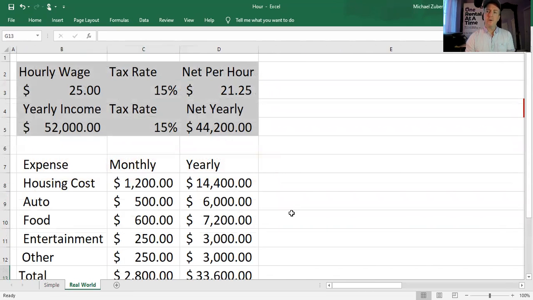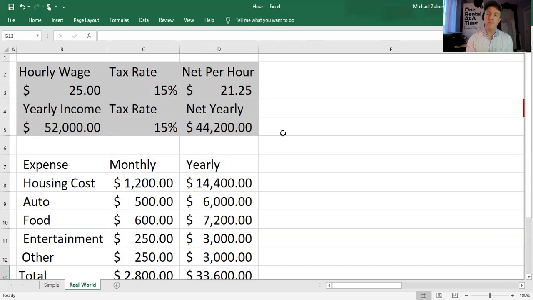So again, what we're going to do is set up the inputs. First, we're going to take the $25. Same deal as the first sheet: $25, your tax rate, hours. But in this case, we're also going to produce an income. In this case, it's $52,000 a year. Same tax rate, but here is your yearly net, $44,200, that you have in this example to live your life.